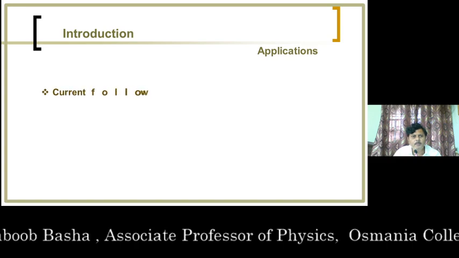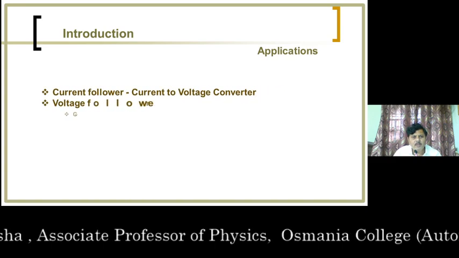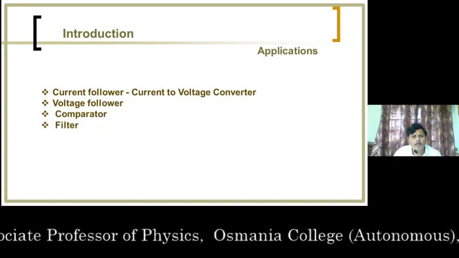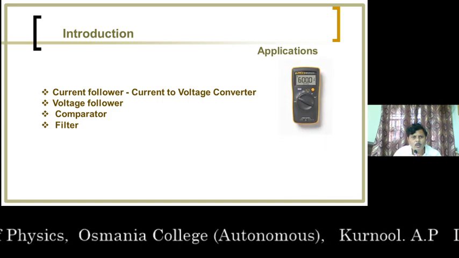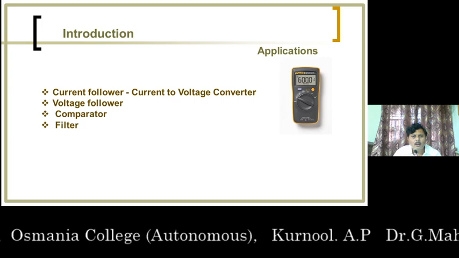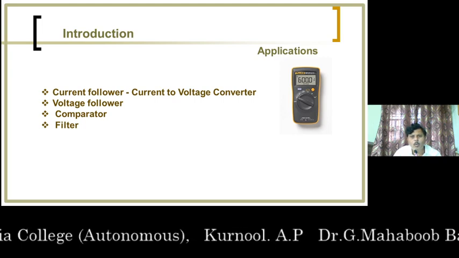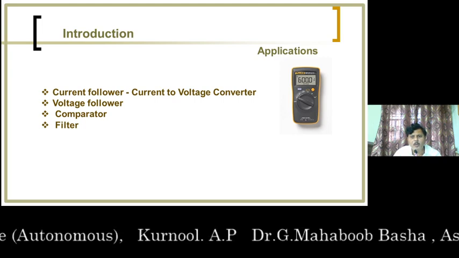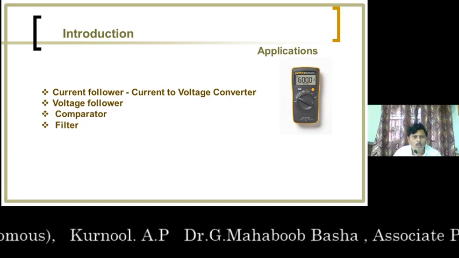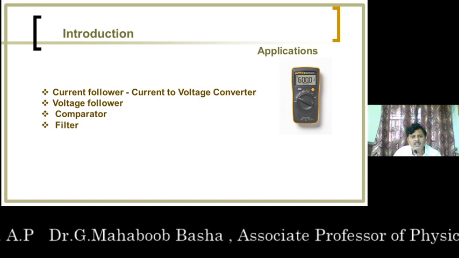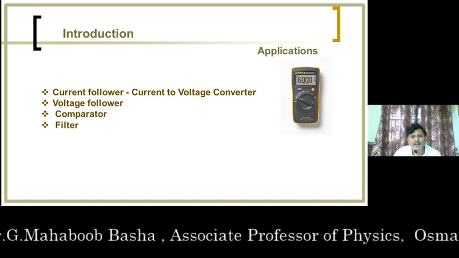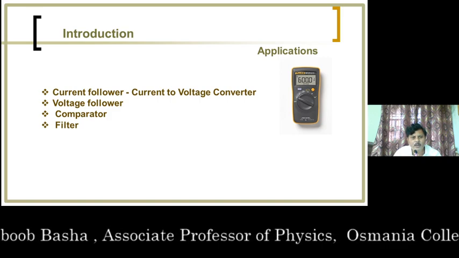Next we will see the other applications of op-amp. We can use op-amp as a current follower, voltage follower, comparator and filter. A current follower is a circuit that converts current into voltage. In digital multimeters we are using current followers. Voltage follower means the output voltage follows the input voltage irrespective of the load. For impedance matching purposes we use a voltage follower circuit.